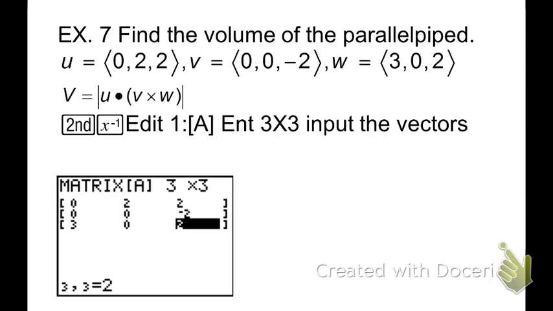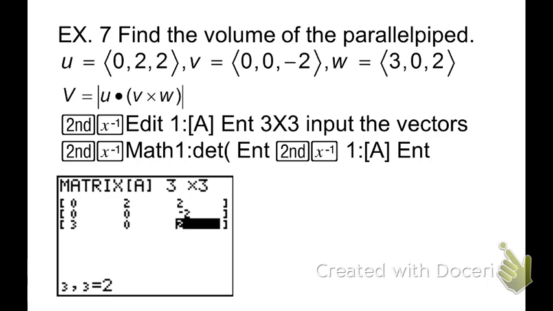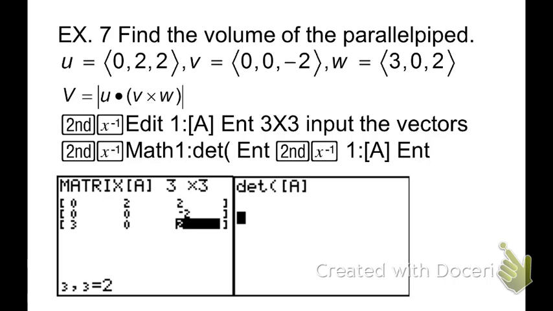So we input our 3 vectors as a matrix, and then we're going to do the determinant of this matrix also. So the determinant of matrix A, and this one you get negative 12. Now for volume, it should be a positive answer, so you just take the absolute value of whatever you get. So the volume of this parallelepiped is 12 units cubed.